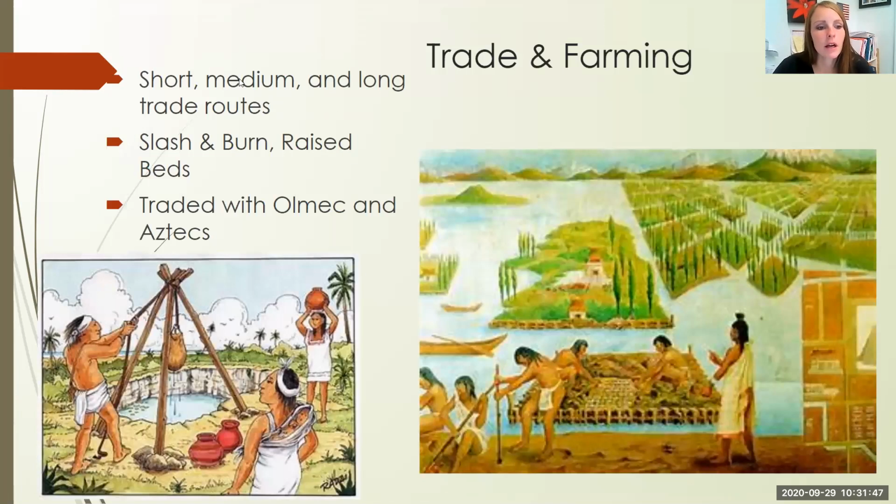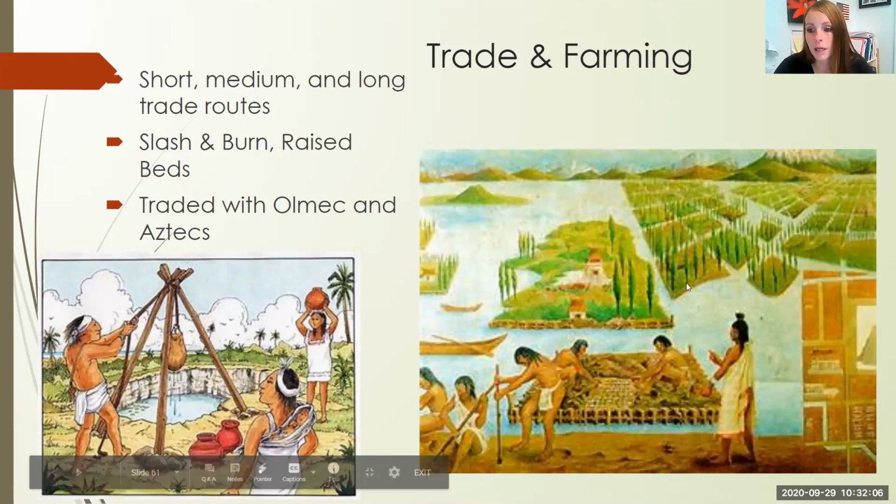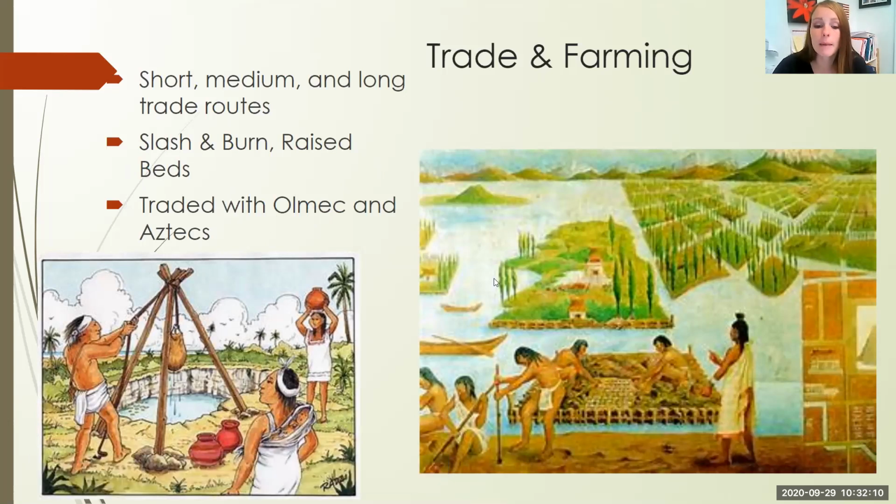Trading and farming, heavily on farming. They did trade, but heavily relying on farming. They invented awesome farming techniques too. So they did the technique of slash and burn to re-fertilize the ground. They had raised beds, like you can see in this picture, how organized things are. They were really good at farming. So mostly farming for them as well. That's all you have to write really, mostly farming.